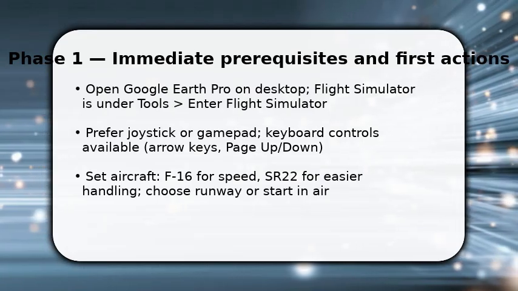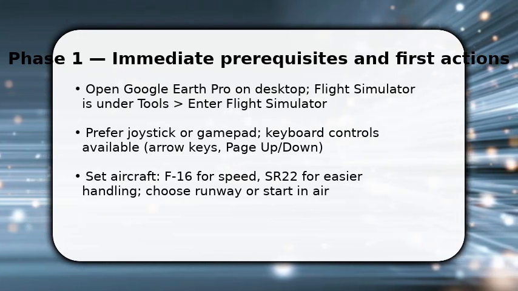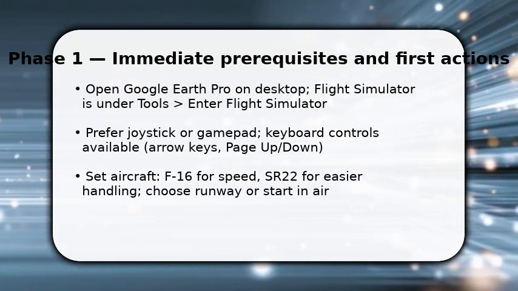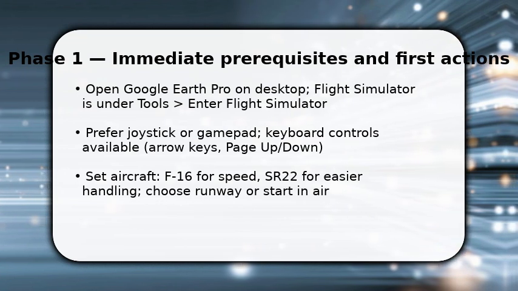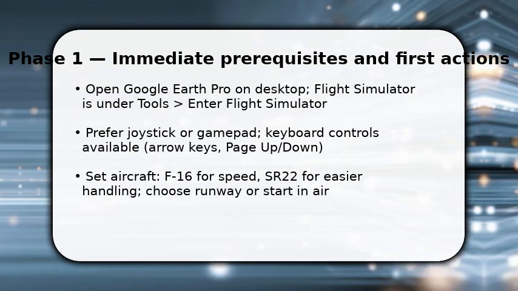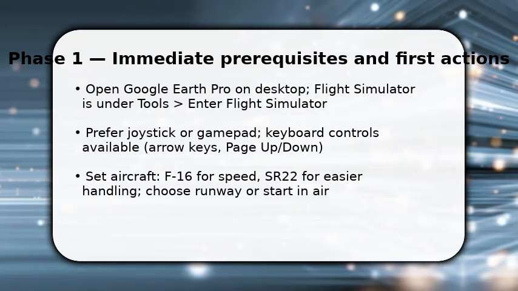You start by opening Google Earth Pro and entering the flight simulator from the Tools menu. Choose an aircraft and a starting position now, because handling differs between planes. Faster jets respond more abruptly.